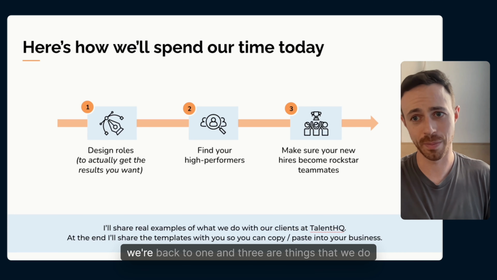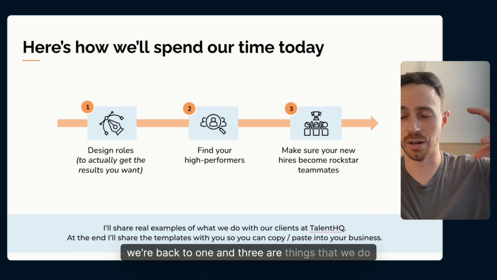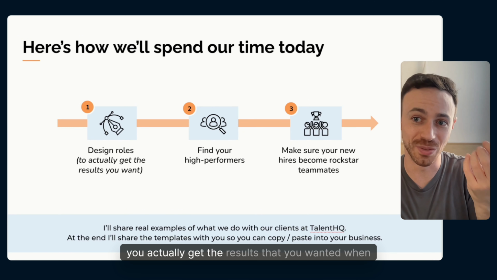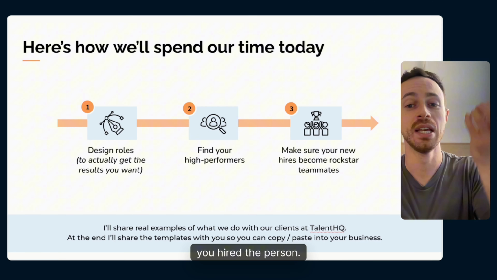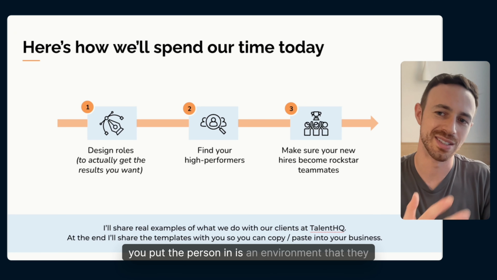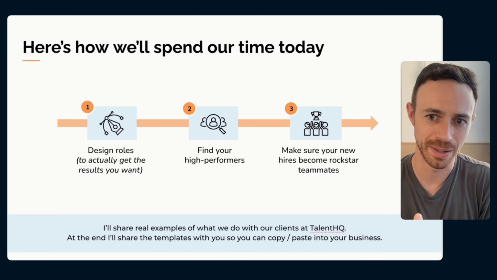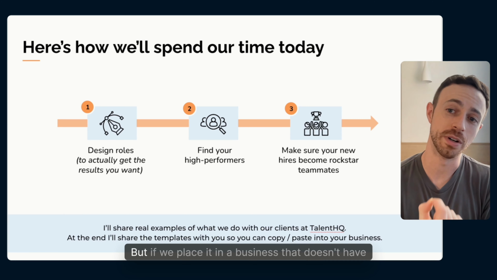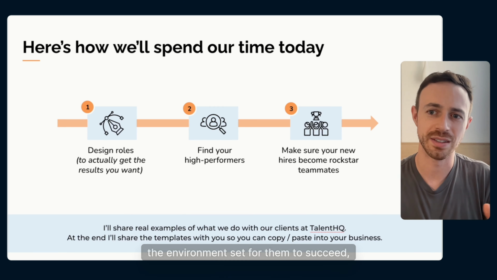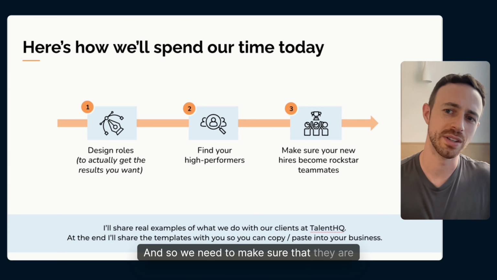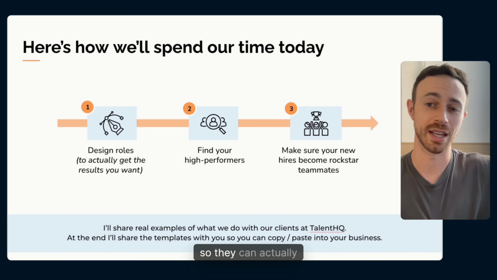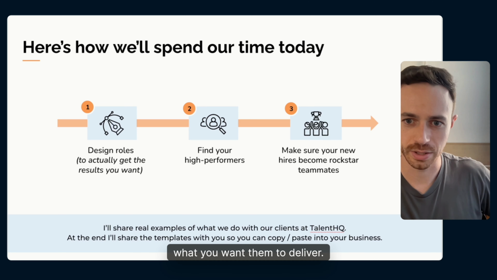And step three, we're back to, one and three are things that we do from a management perspective to make sure that you actually get the results that you wanted when you hire the person, is making sure that the environment you put the person in is an environment that they can succeed in, right? Because I can find the best talent in the world, but if we place them in a business that doesn't have the environment set for them to succeed, they'll fail. And so we need to make sure that they are onboarded properly, that they know what success is, etc., so that they can actually deliver what you want them to deliver, right?